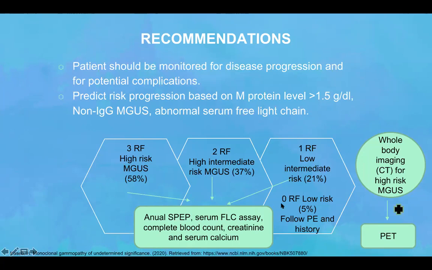In patients that have low risk, with M protein less than 1.5 grams, no abnormality in the serum free light chains, and no risk factor, we only need to see the patient with the physical exam and the history. If the patient is in high risk, we can also use imaging tests. The one that is more useful for this patient is the CT, because it's more sensitive than the bone scan.